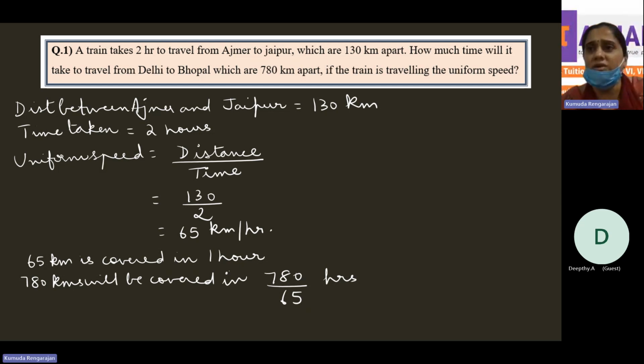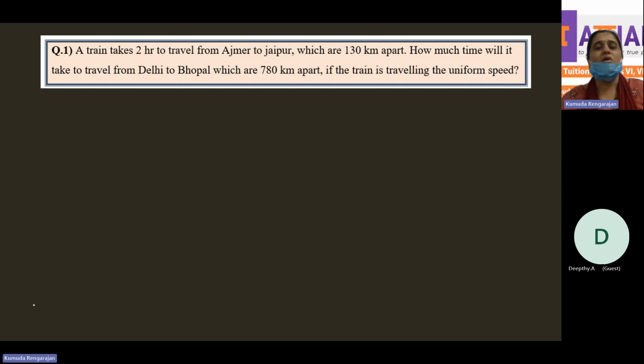Have you learned the formula to find speed? Otherwise, I'll write the answer in a different way. Have you learned this formula? Speed is equal to distance by time? No, right? Okay, I'll present the answer in a different way.